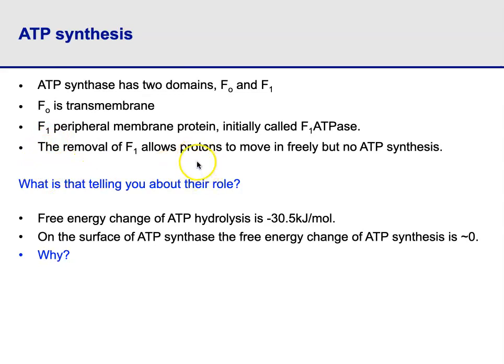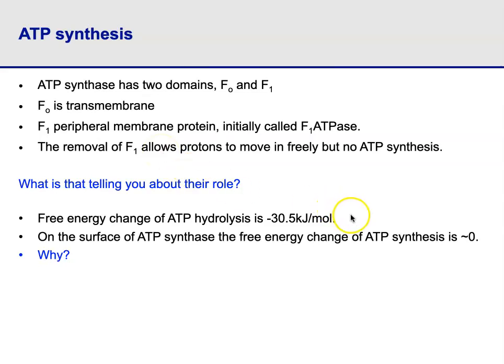Now, if we remove the F1, protons will move freely through the membrane into the matrix. But if we remove F1, what's left cannot synthesize ATP. So what is that telling you about their role? F0 is obviously a channel. F1 carries the ATP synthesizing catalytic activity of the enzyme.